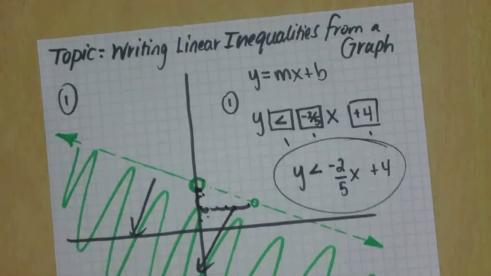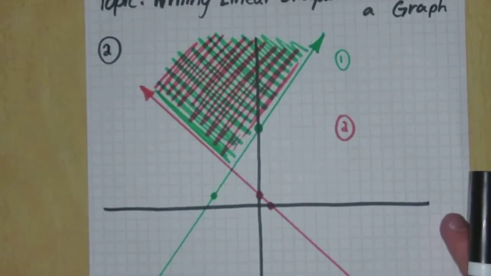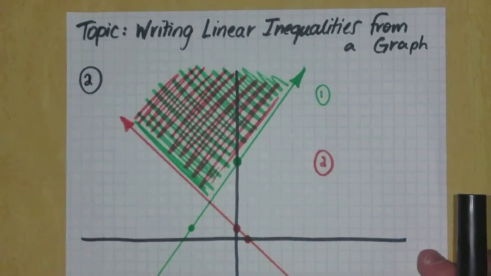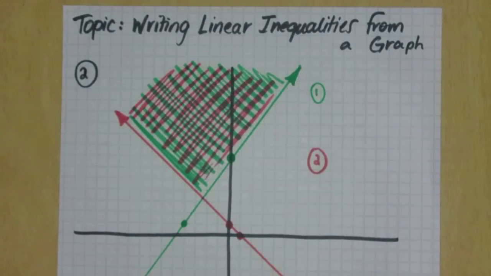Okay, let's move on to a little bit more difficult of a question. This is now a system. You know it's a system because all that it takes to be a system of inequalities or even a system of equations is more than one line. Could be 3, could be 4, but a lot of times you're going to see it with 2.